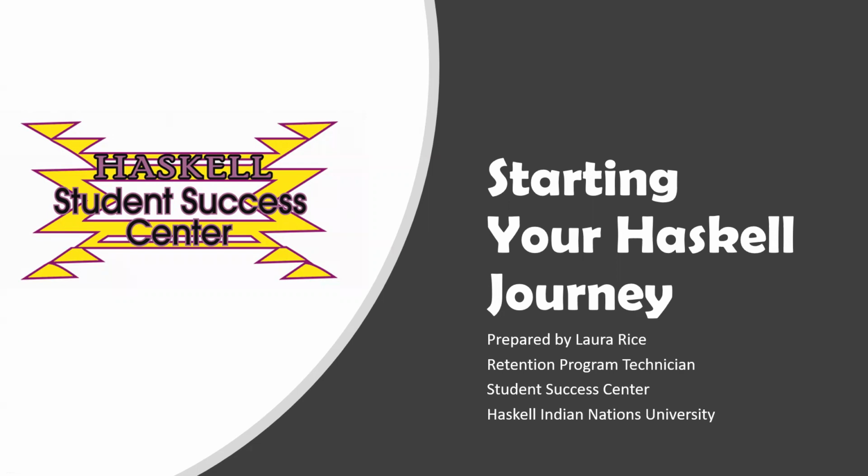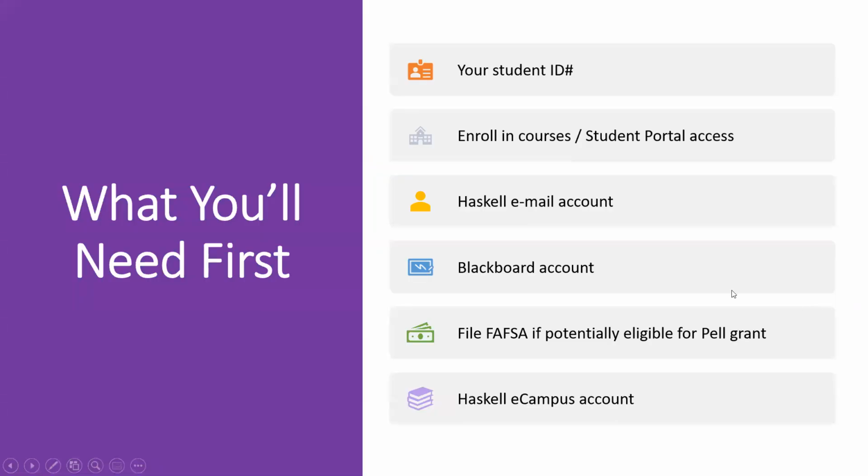And I created this brief presentation to help guide you in what different usernames and websites you'll need to get started with your classes when they begin in August. So here are the most important things: your student ID number, student portal access, your official Haskell email account, your Blackboard account at Haskell, filing your FAFSA, and then your Haskell eCampus account, which is for textbooks.